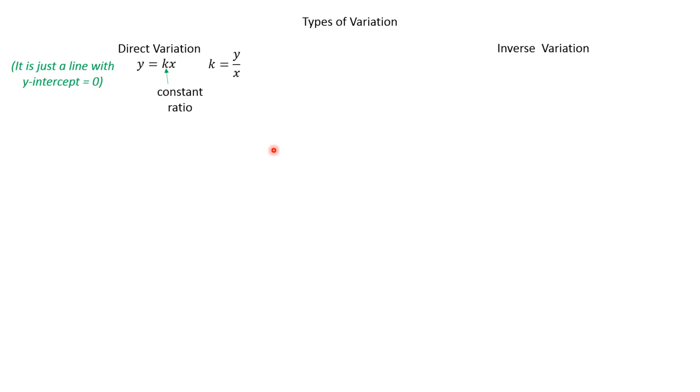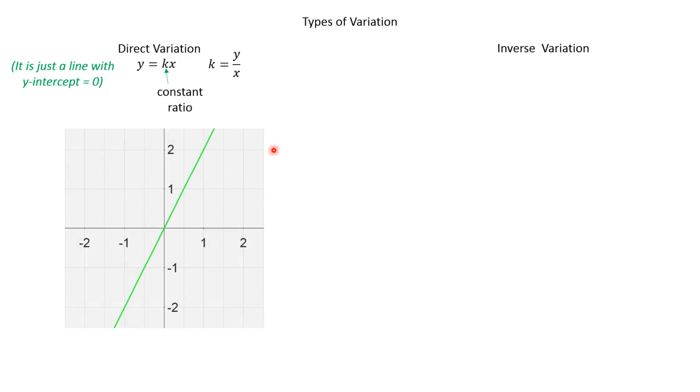If we wanted to graph this, it's just a line that goes through 0, 0. This is the graph of y equals 2x. We have a slope of 2. Go up 2 over 1. And again, see, there's nothing special with this. It's just a line, has a little different name. It's okay, don't freak out. It'll be fine. Let's look at inverse variation.